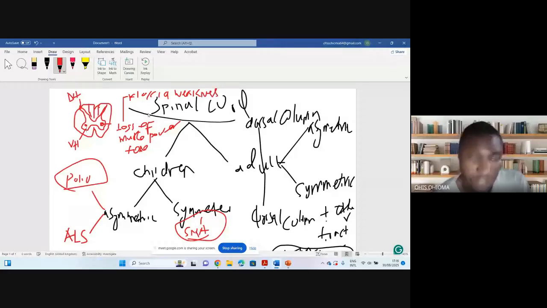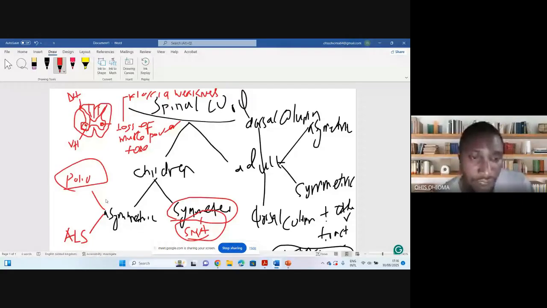Flaccid weakness. So patients with both polio and SMA present with injury to the anterior horn cells. But the difference is that in polio, the patient usually has only one of these anterior horn cells destroyed, most times. But for spinal muscular atrophy, it's usually both of them. That is why I call spinal muscular atrophy symmetric, and polio asymmetric, right?